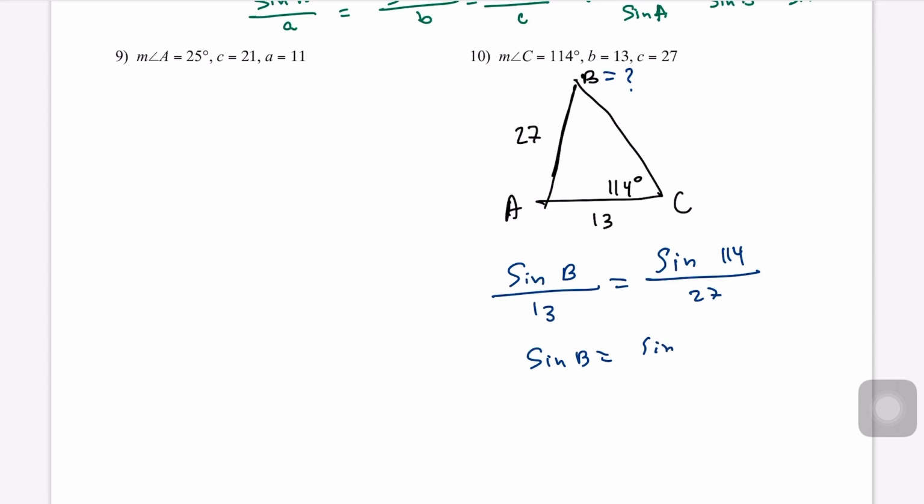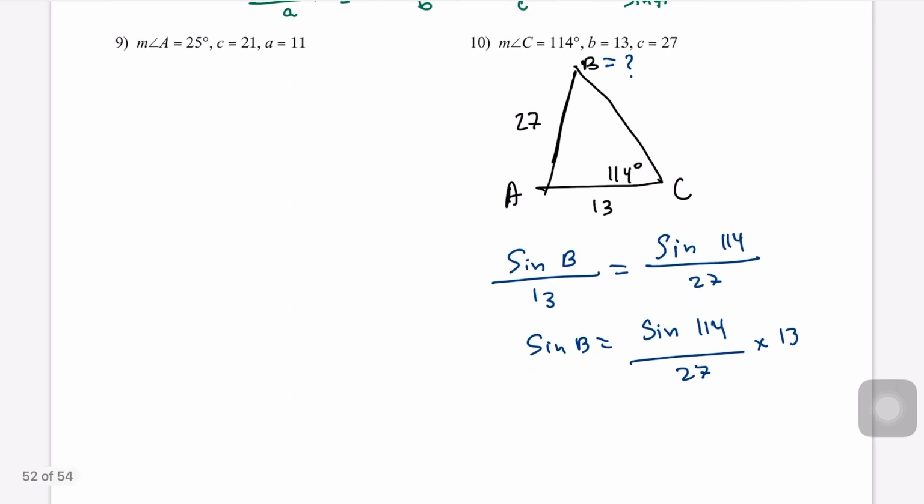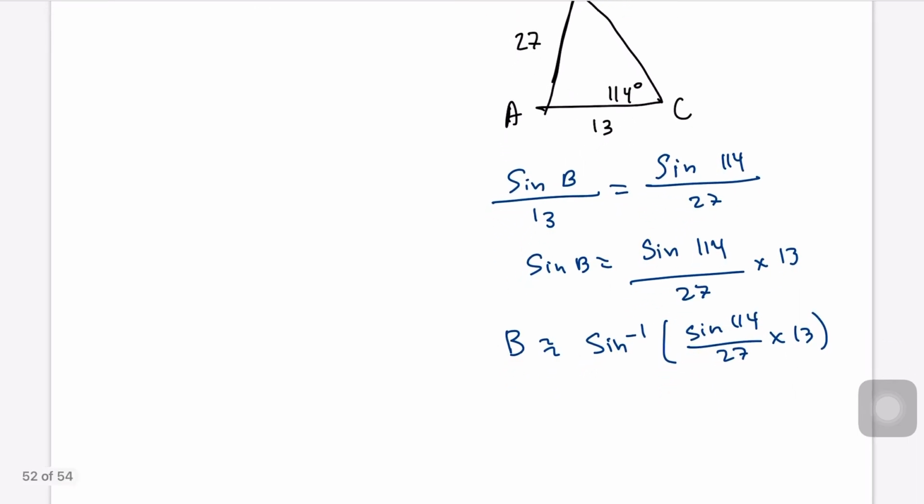So if we do the math, this equals to, I'm like speed writing here. As I mentioned before, this is a little tedious, but it'll be okay. So with that being said, that's probably going to be approximately, and then we do the inverse of that. Okay. And then B is going to be approximately 26.1 degrees.